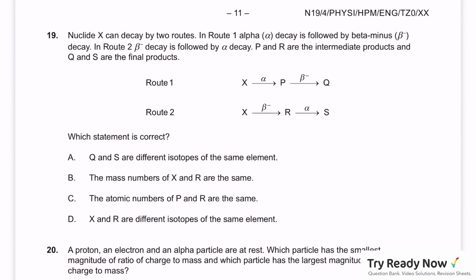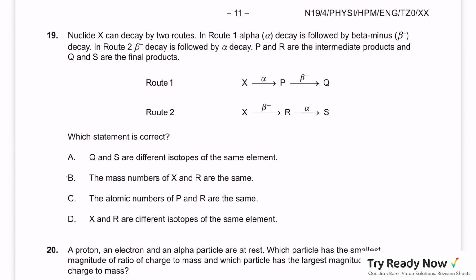So this is question 19. Question 19, we are presented with nuclide X that decays by two different routes. So let's go through each option to choose the one that is correct. Option A is Q and S are different isotopes of the same element. Option B, the mass numbers of X and R are the same. Option C, the atomic numbers of P and R are the same. And option D, X and R are different isotopes of the same element.